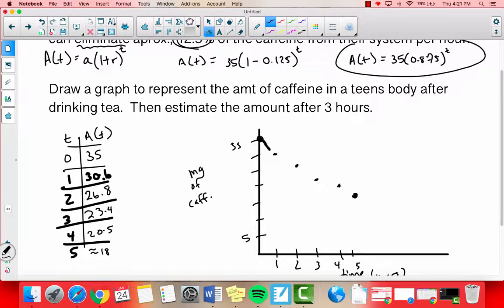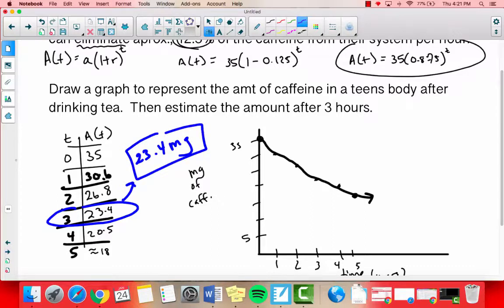So notice my amount of caffeine is decreasing each hour, which it should be. And then you could look at your graph or your table and determine how much you had left in your system after 3 hours. So after 3 hours, there was 23.4 milligrams of caffeine left in their body. Okay, so great application. This works anytime you've got a percentage and an amount of time. Just make sure you pay attention to if it's growth or decay, because that will determine if you add or subtract your rate.